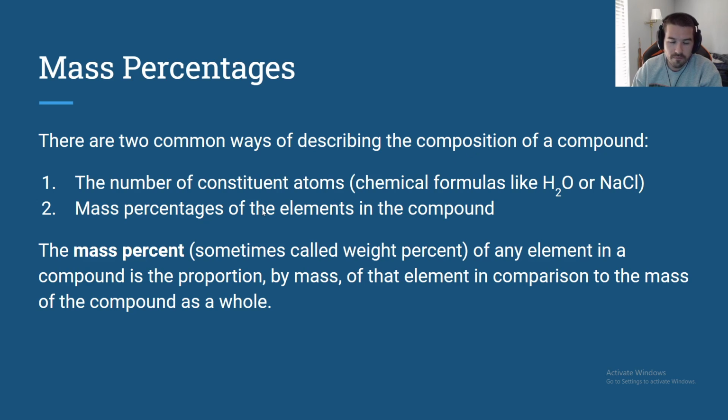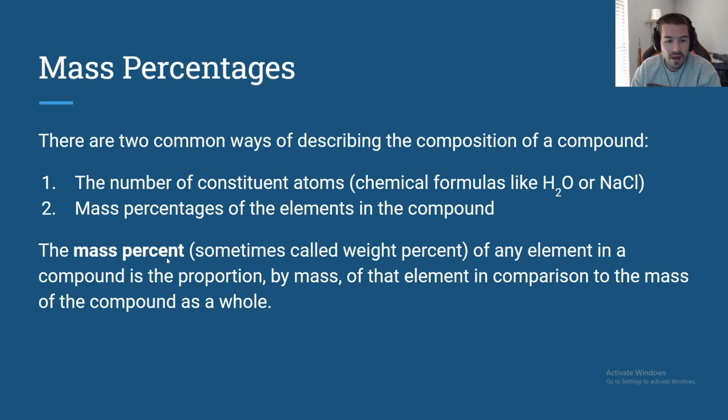The second way, and this is going to be new for many of you, is calculating the mass percentage, okay, of the elements in the compound. Okay, so this right here doesn't tell us anything about the mass of hydrogen versus the mass of oxygen, or the mass of sodium versus the mass of chlorine. That is what mass percentages do.